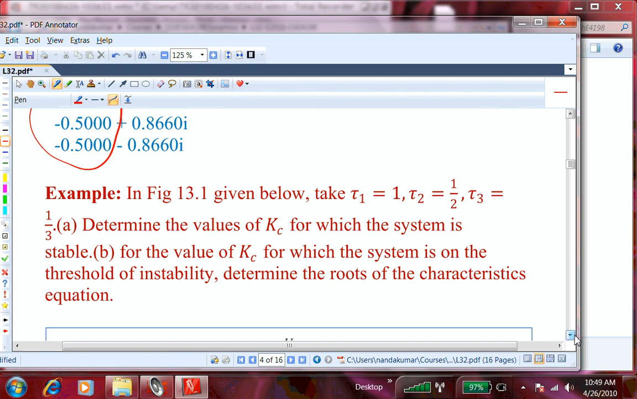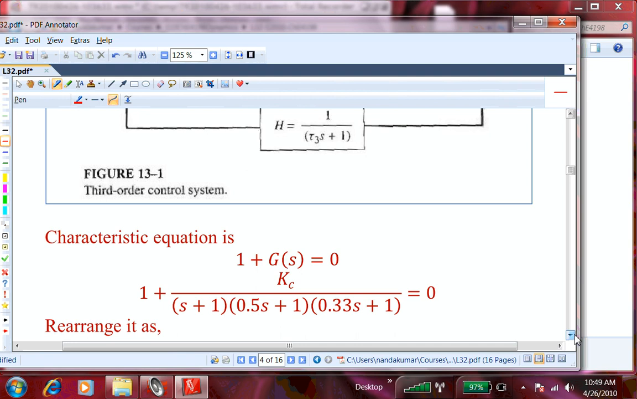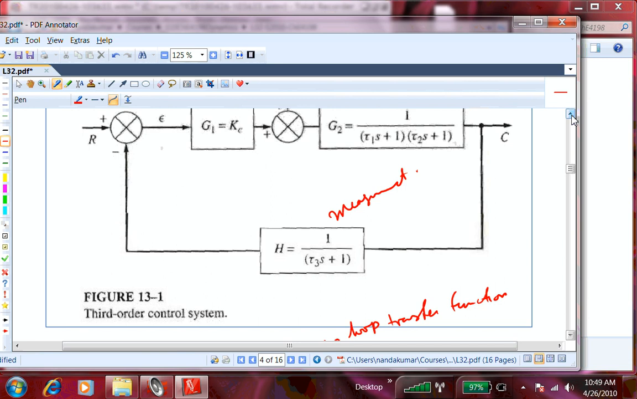So the first step is construct your characteristic equation, and it is 1 plus g equal to 0. Sometimes g is called an open loop transfer function in some textbooks, but you have to interpret very carefully the meaning of the statement open loop transfer function. It is not the transfer function between the input and the output. The output here is C, the input is R. The transfer function between the input and output is what goes into the numerator, that is simply the product of G1 and G2. But G1, G2 times H is what goes in the denominator. So it's 1 plus G1, G2, H.